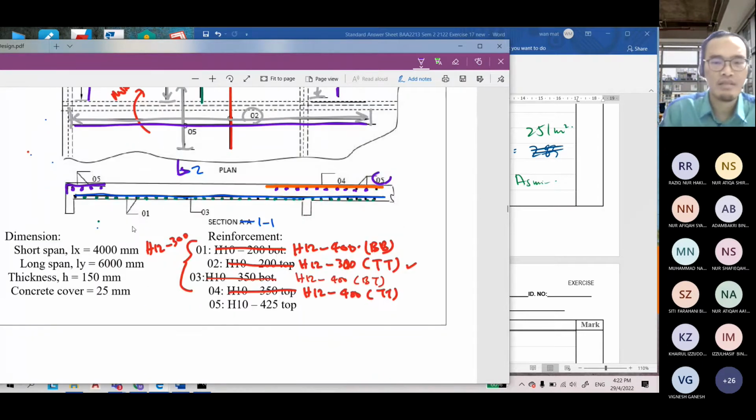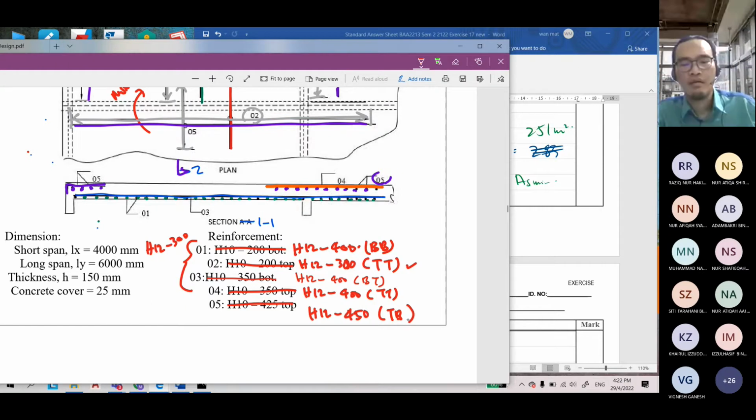Any questions? So you can do the notes here. H12 450, top and bottom. Okay, class, any questions about this design?